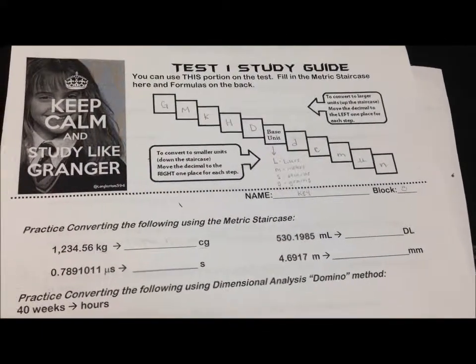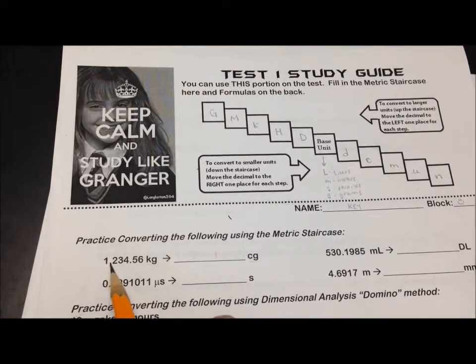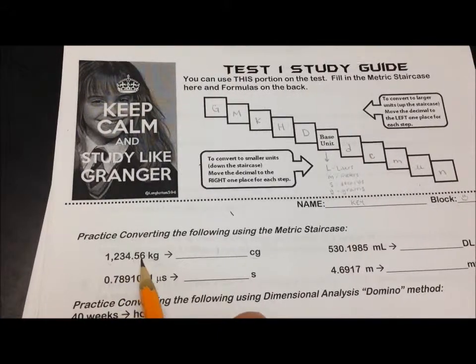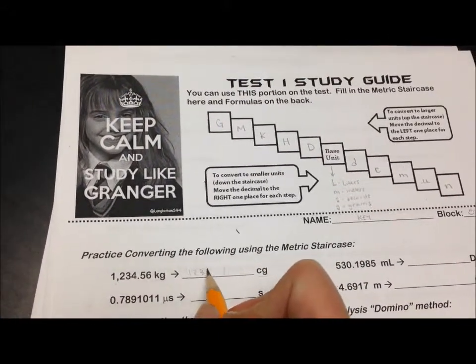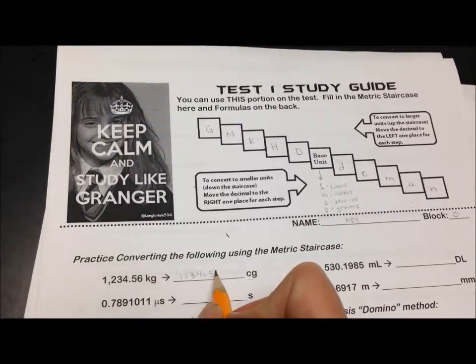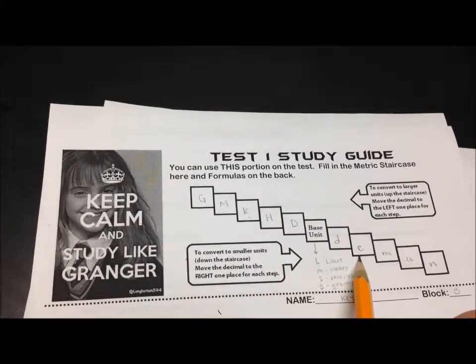Alright, metric staircase conversions. We're going from 1,234.56 kilograms into centigrams. So I'm going to write this number, 1,234.56. Hey, it's a number. And then we're going to go from kilograms to centigrams.